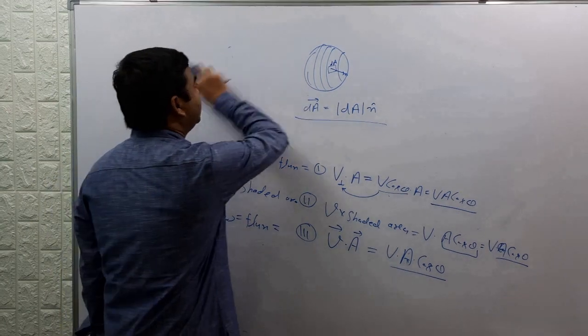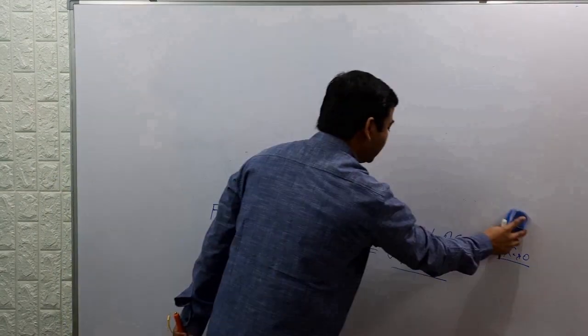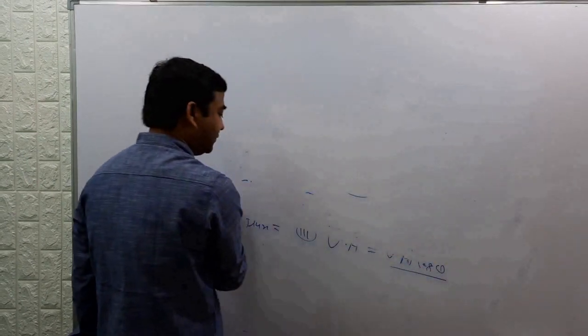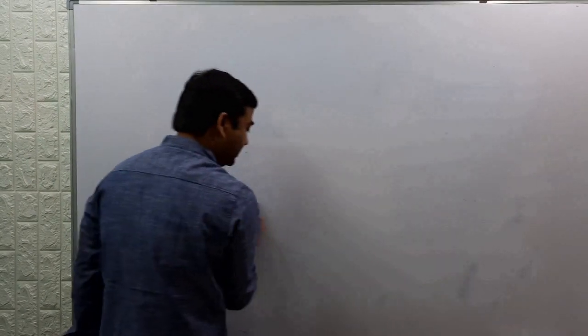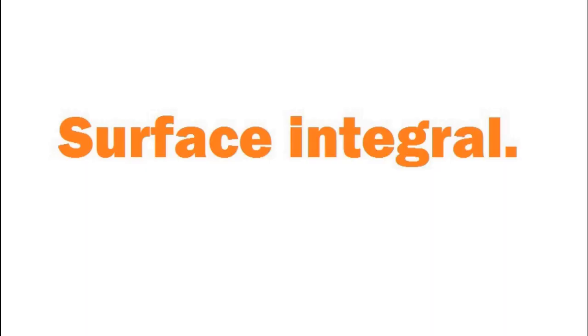So this was the definition of flux, how we define flux, how it can be calculated from the shaded area, and what is the standard definition of flux in terms of field and area vectors.